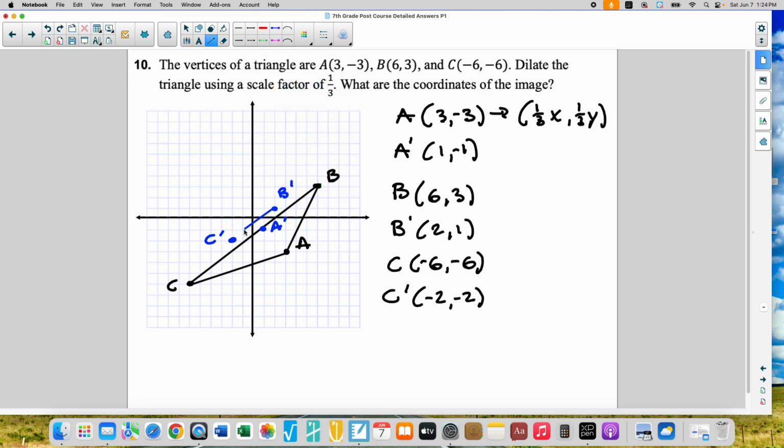And we're going to get an object that is similar. It's proportional. So it's proportional in all of its aspects. Good.